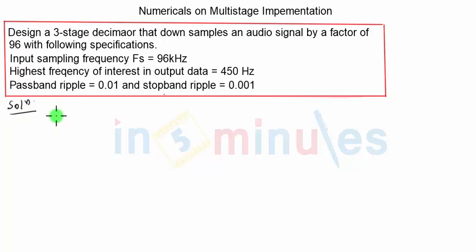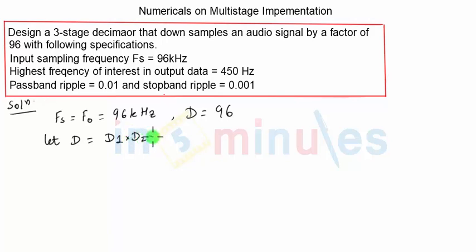Whatever data is given as the sampling frequency Fs, we'll be calling it F0. We are using the notation F0 because it's the input sampling frequency, or in simple words, the sampling frequency at the 0th stage. It is 96 kilohertz. The total D is 96. Now we have to consider three stages, so we say let D equal D1 into D2 into D3. And I can go for values of D1, D2, D3 in such a way that when I multiply them, I get 96.